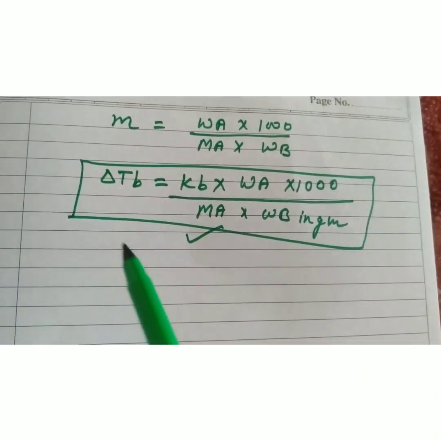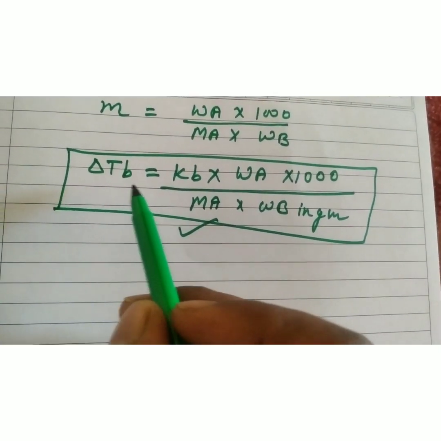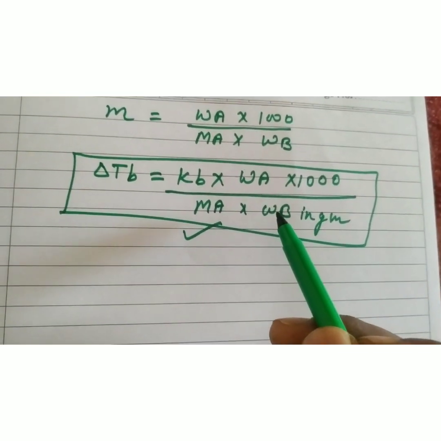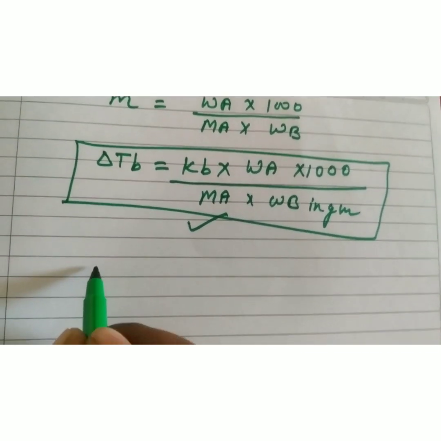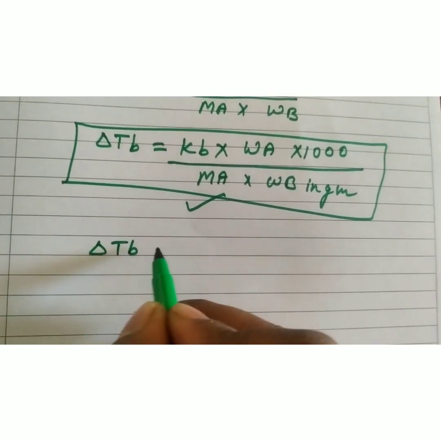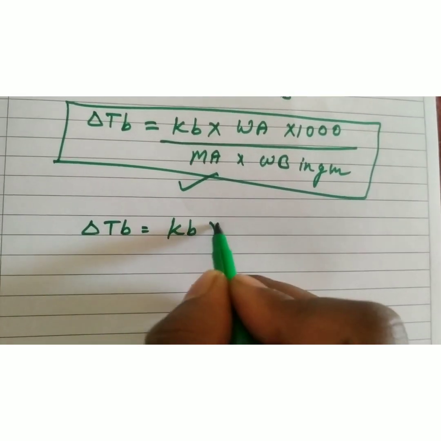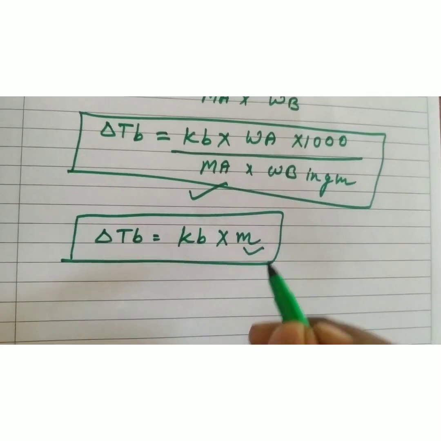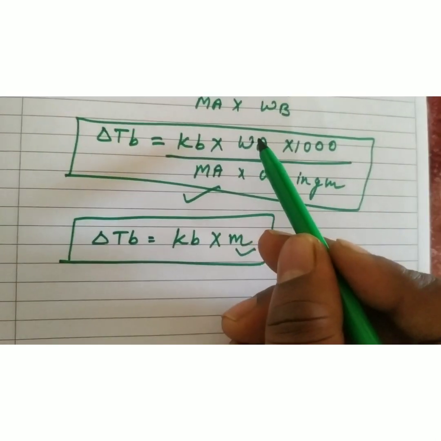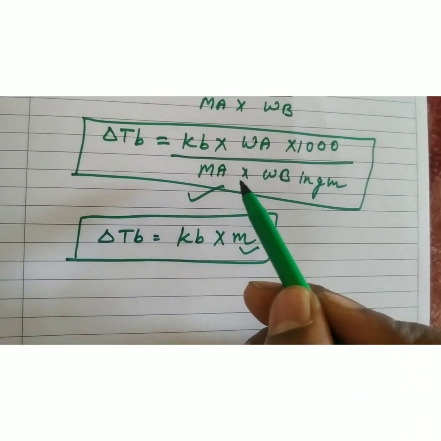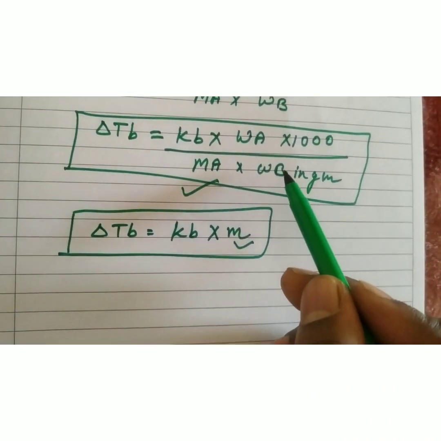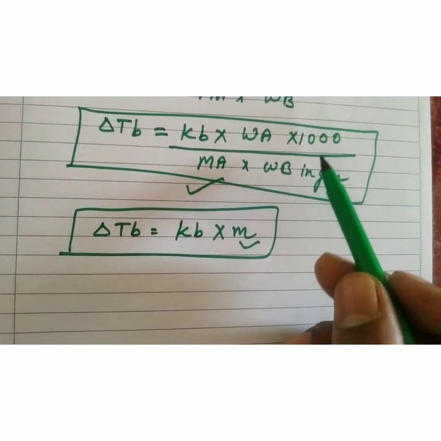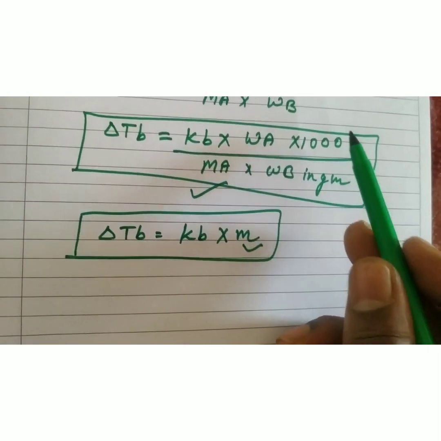Clear? So it will become delta TB equals Kb multiplied by Wa multiplied by 1000 divided by Ma multiplied by Wb. Why? Because delta TB equals Kb multiplied by m. This is the main formula. By putting the value of m in the equation, we get Wa multiplied by 1000 divided by Ma multiplied by Wb, where Wb is in gram. If you are taking Wb in kg, then this 1000 will be neglected. Clear?